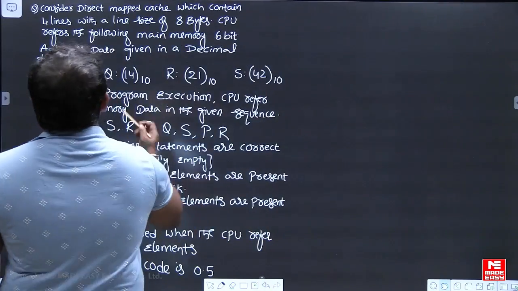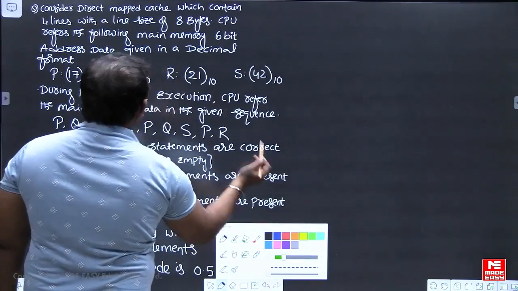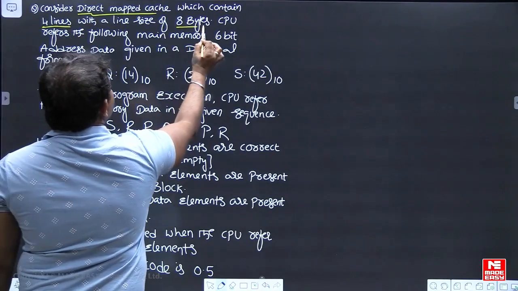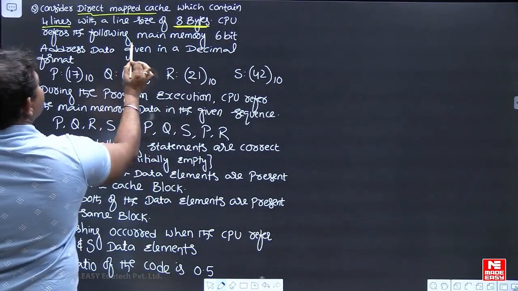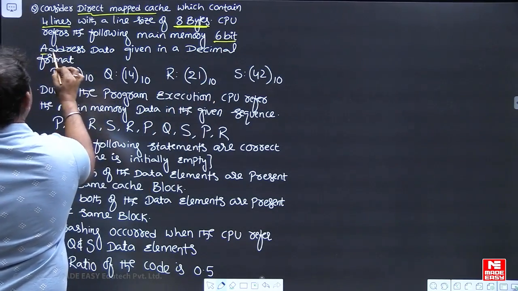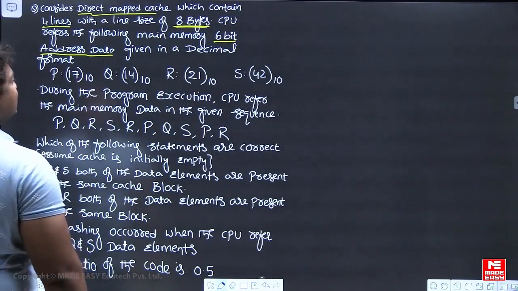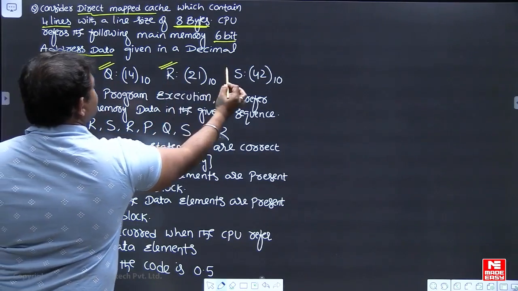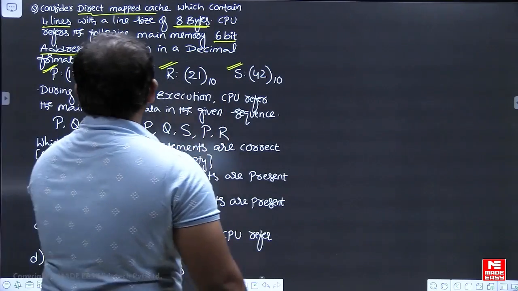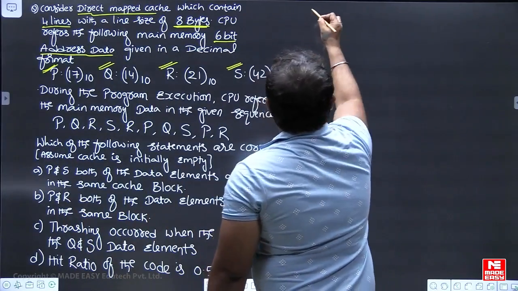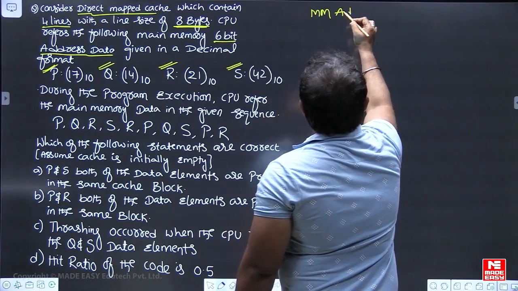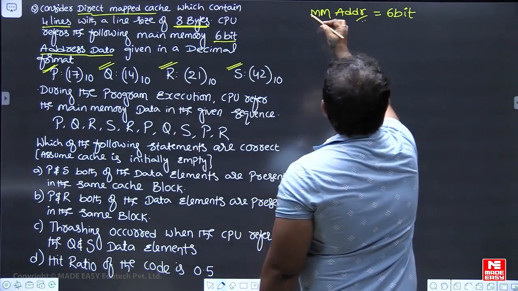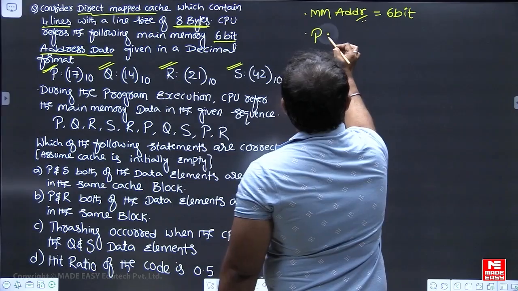Okay, now see this. Consider a direct mapped cache which contains 4 lines with a line size of 8 bytes. The CPU refers to the following main memory 6-bit address data. The main memory 6-bit address is given in decimal format: P, Q, R, S are given. Okay, so now this is the 6-bit address. Main memory address equal to 6-bit address.